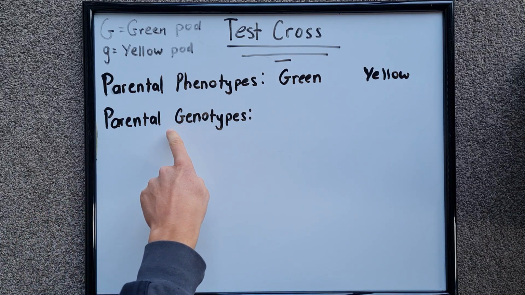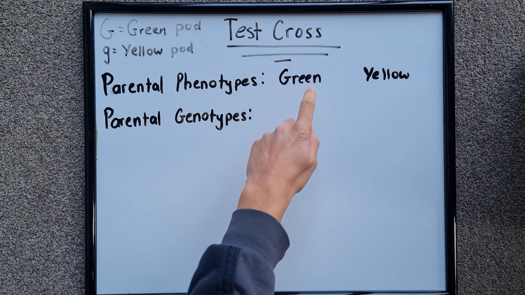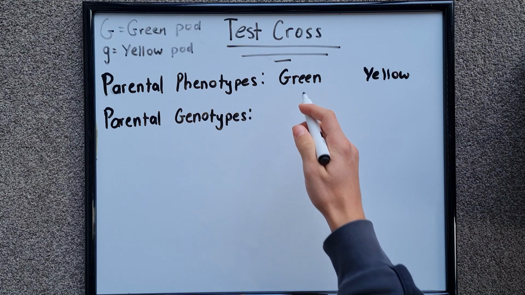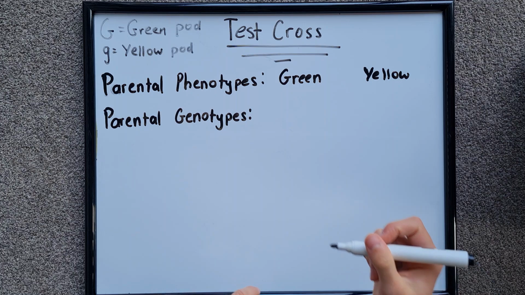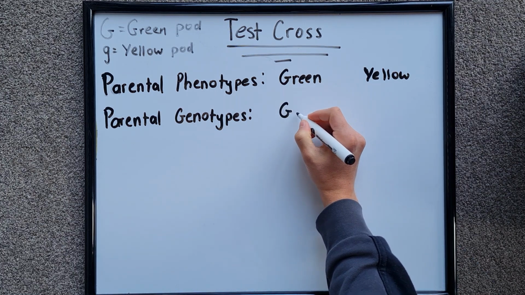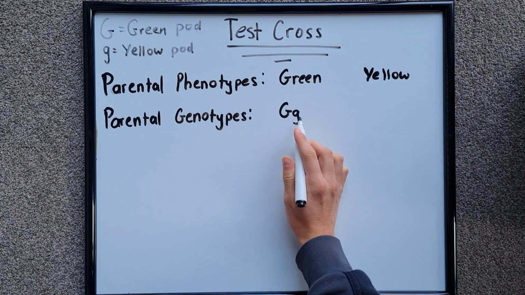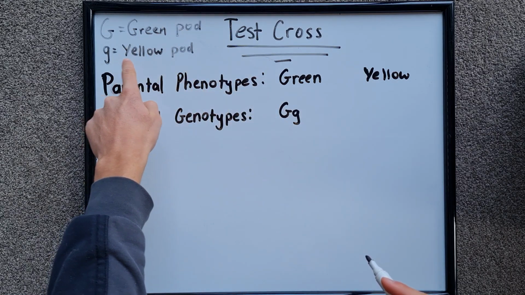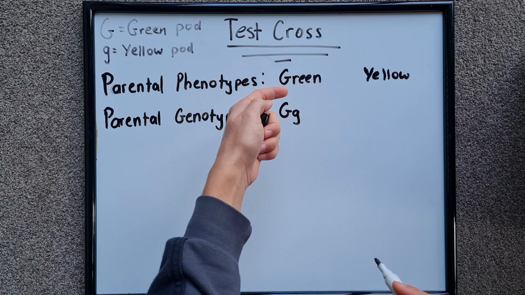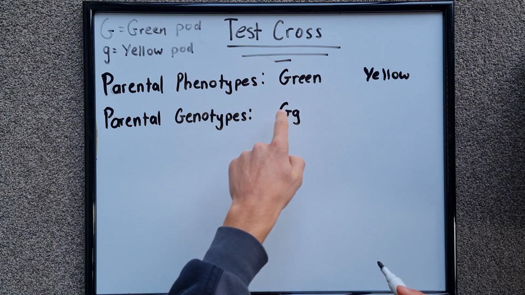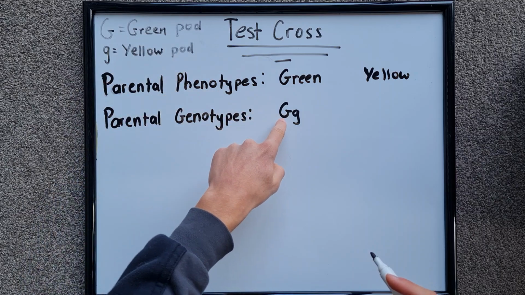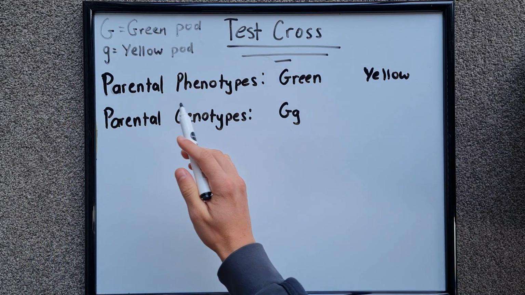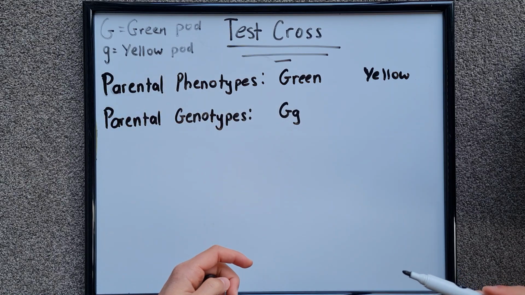Now, genotypes, G for genetic. In this situation, let's say that the green pea has a heterozygous genotype. So it has G, the green pod allele, and it has the yellow pod allele. The phenotype is green because that dominant allele, the capital G, the green pod color, is masking the effect of the recessive allele, which is the yellow pod color.